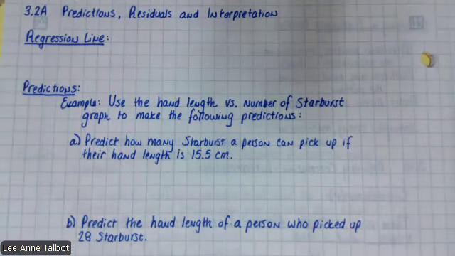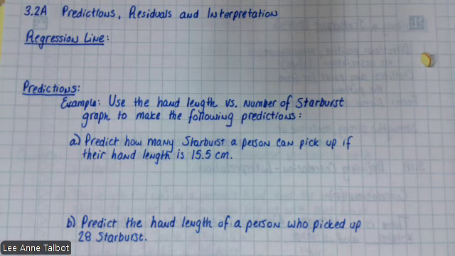Talk about regression. Regression is a super cool word that makes you sound really smart. It basically means line of best fit, but you get to use fancy vocab. So when I say regression line, I'm really just talking about the line of best fit.